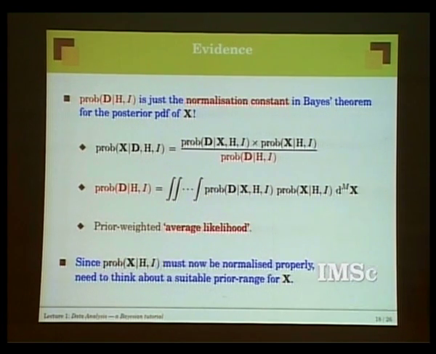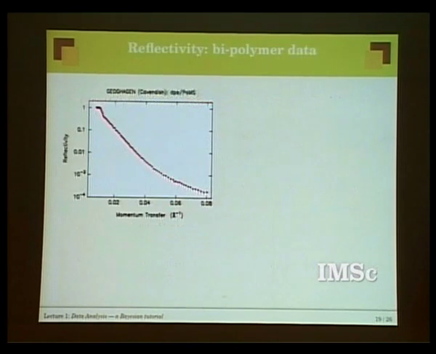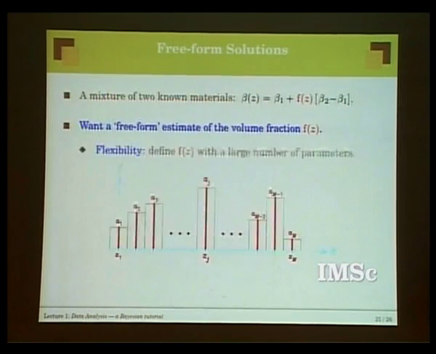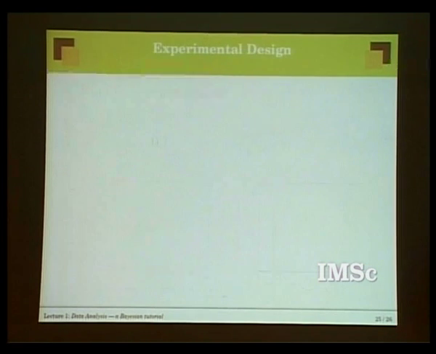So if you have a more complicated model, it gives you space to give better agreement, but it's going to give you a penalty in having to average the thing over a larger space, and that has to be compensated for. Okay, well, I'm not going to talk about free-form solutions. You can look at the book.